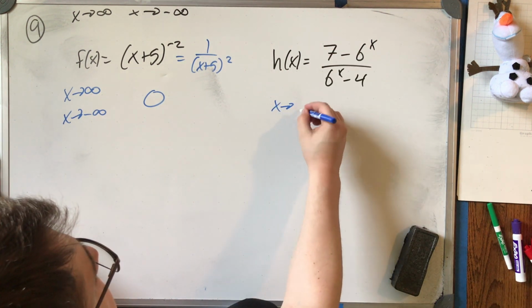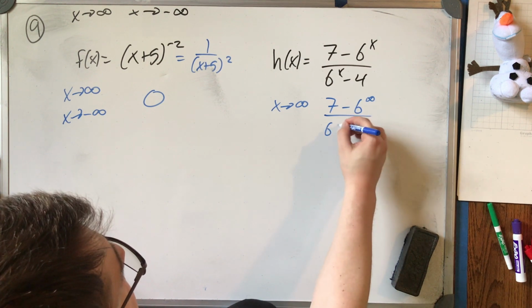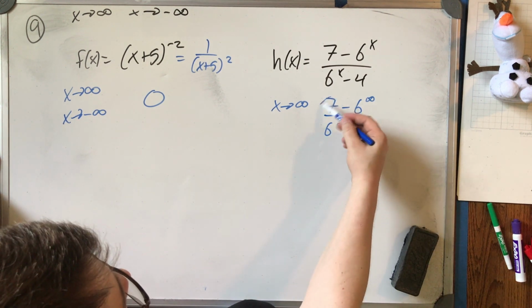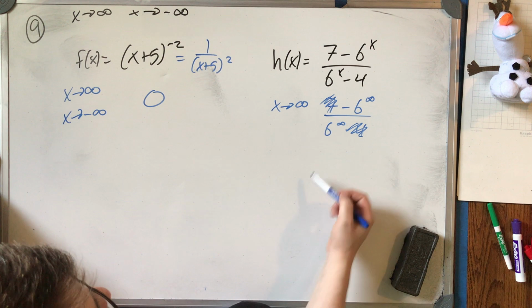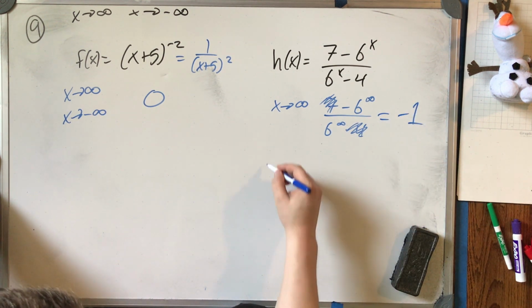This guy over here, this is the type that math teachers like. We have 7 minus 6 to the infinite power over 6 to the infinite power minus 4. The 7 and the minus 4 don't really matter. So we have negative 6 infinity over 6 infinity. That's going to be negative 1.